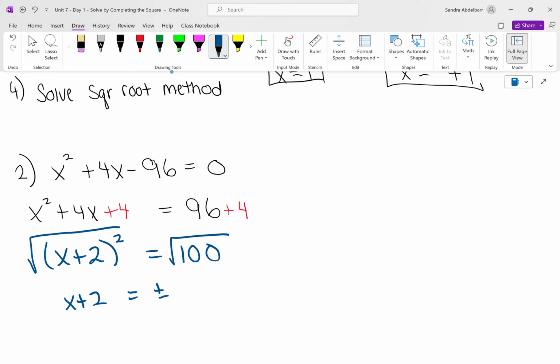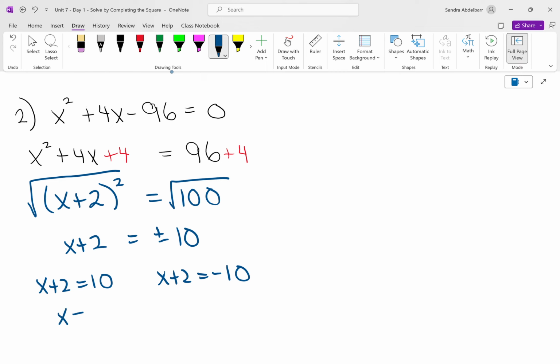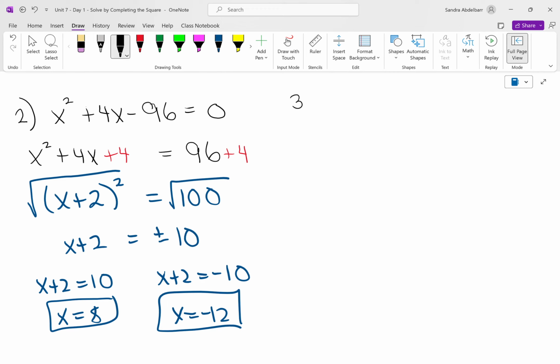So we get x plus 2 is equal to plus or minus 10. So then we end up with two different equations. X plus 2 equals positive 10 and x plus 2 equals negative 10. Which gives us x equals 8 and x equals negative 12. How many people did the whole process correct? Good. All right, let's step it up a little bit now.